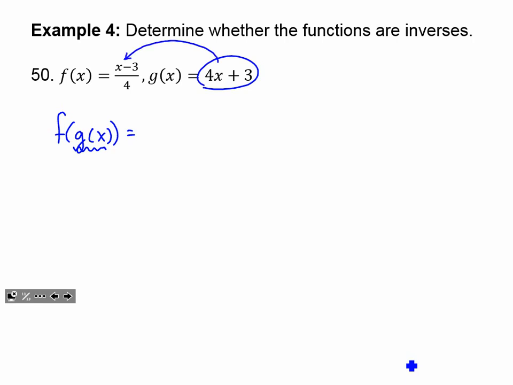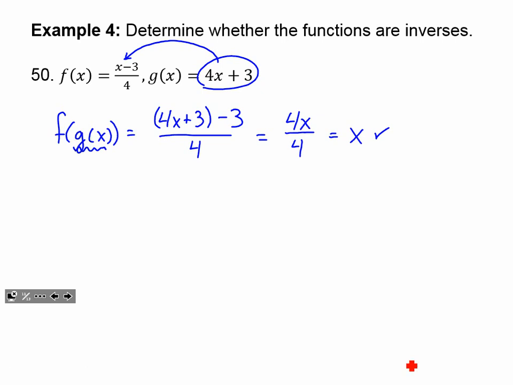I'm taking the entire function g, and that is my input to function f. So instead of x minus 3, I've got 4x plus 3 minus 3 all over 4. So you can see that I'm just changing the input into function f. Well, let's see what that does. In the numerator, I can combine like terms. That plus 3 and minus 3 cancel each other out. Oh, and then I have 4x divided by 4. I get right back to x, the original input, into all of it.